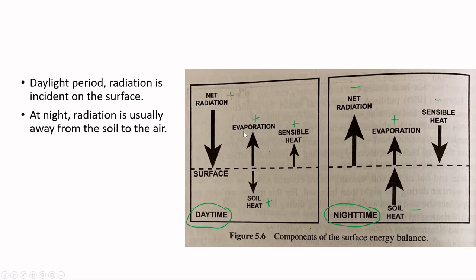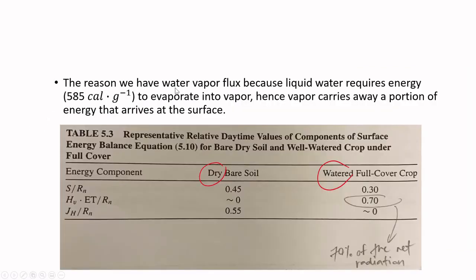Evaporation stays the same in daytime or nighttime, but the soil heat is leaving the surface in the daytime, going into the soil, while at nighttime it goes towards the surface. The sensible heat is leaving the surface in the daytime, while at nighttime it is moving towards the surface. So these differences between daytime and nighttime happen, and the signs indicate the directions of energy. Moving on. The reason we have a water vapor flux is that liquid water requires energy to evaporate into vapor.